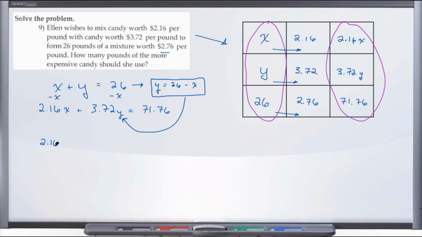So we have 2.16X plus 3.72, and what is the value of Y?